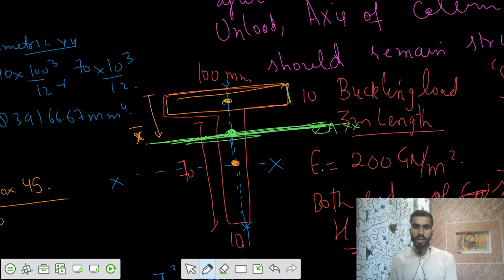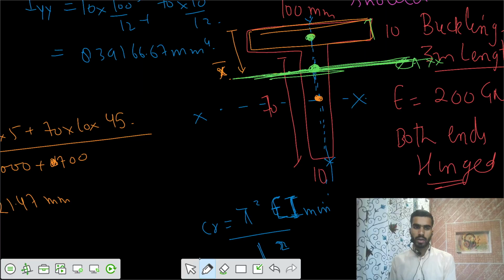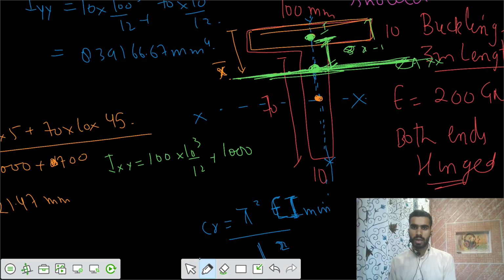So for the first area, let's calculate that Ixx. That is equal to 100 into 10 cube by 12 plus area of that, 1000, and the distance between the centroid of that area and the centroid of that section. This value would be equal to 5. If you subtract this 5 from the total x bar, so x bar minus 5, x bar is 21.47 minus 5, whole square.